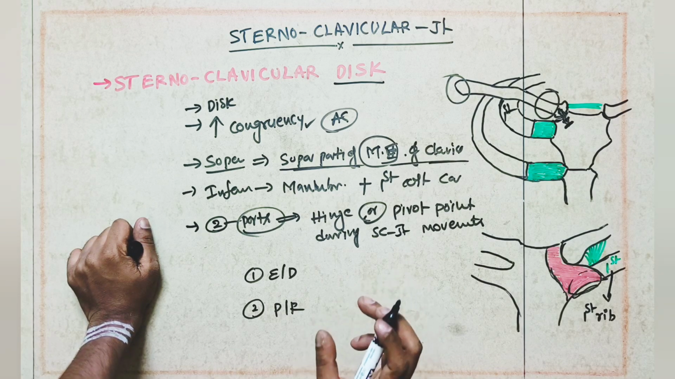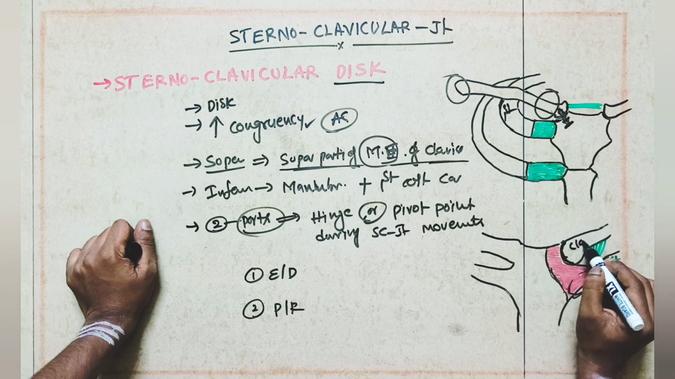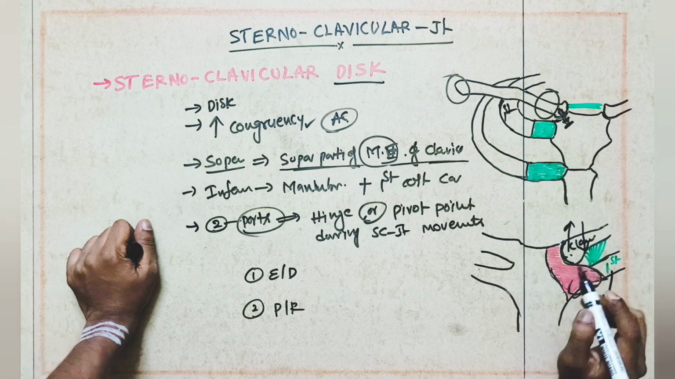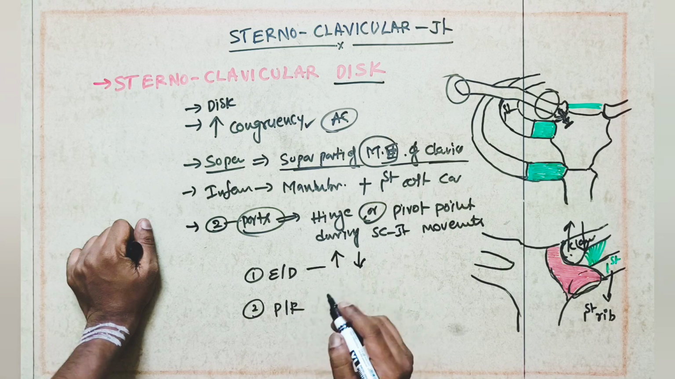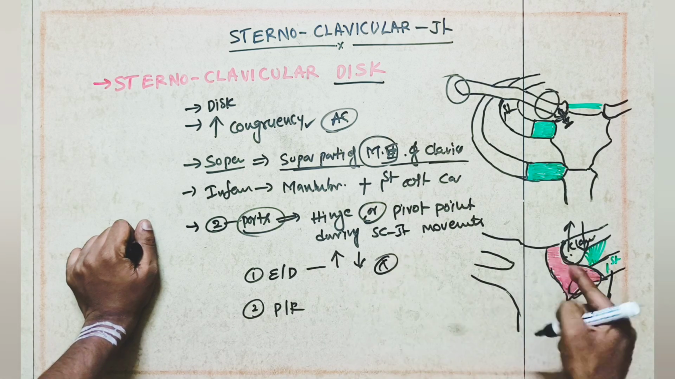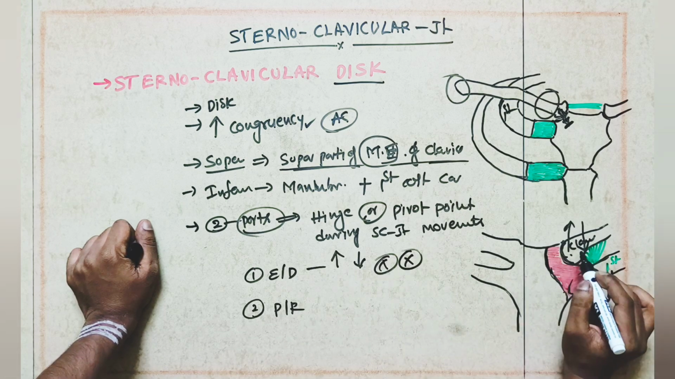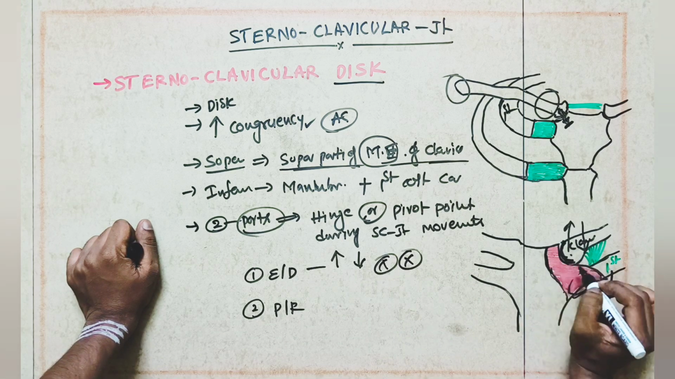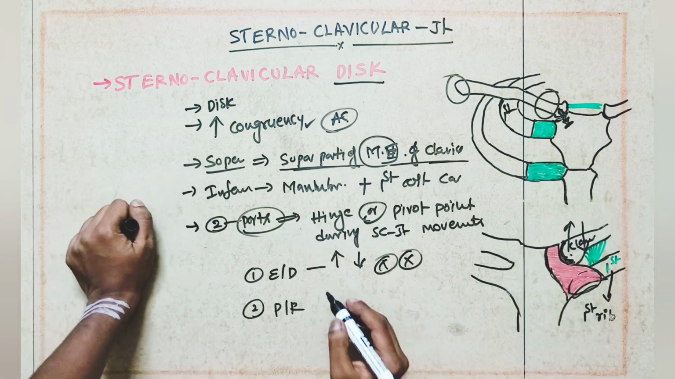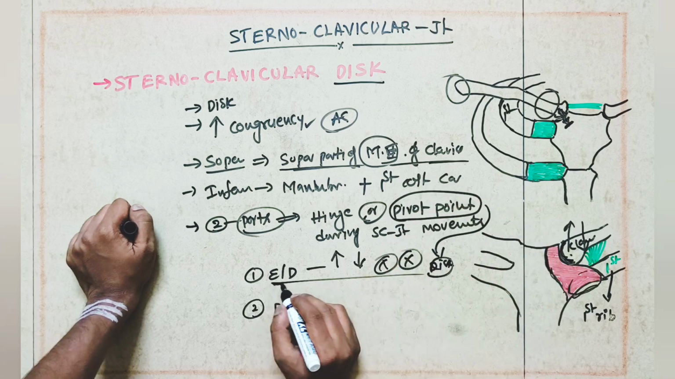If the person is doing elevation and depression, here the clavicle, this is the clavicle, this is the first rib, the clavicle will move into elevation and at the same time depression. The main point is that the articular disc, the disc present here, will not move, and the manubrium is also stable. Only the clavicle will move, on the disc. So the disc acts as a pivot point for elevation and depression.